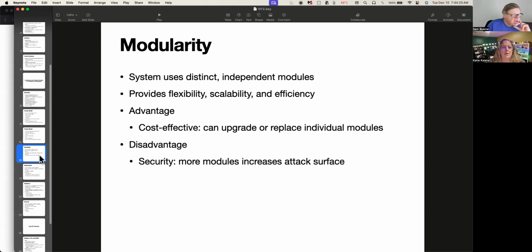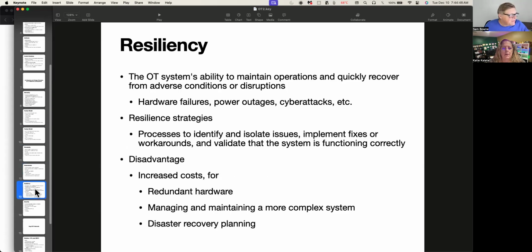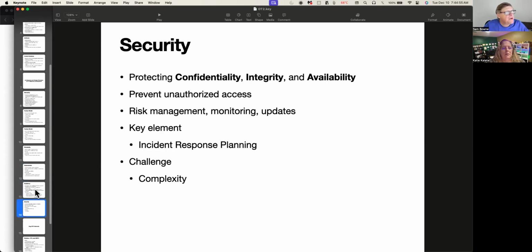So everything is modularized, of course, like we're all used to. Different module devices replace each other, and that makes it cost effective. And supposedly, the system is deterministic. If the same condition repeats, the same action will result. That's the idea. A highly deterministic system, however, can be less flexible, so there's a bit of a conflict there between two desirable goals. And you want resiliency, which we've talked about, and you want security. In the IT side, that's confidentiality, integrity, and availability.